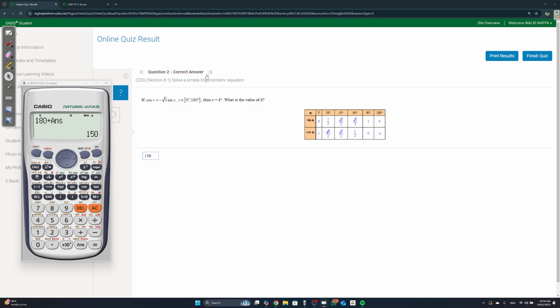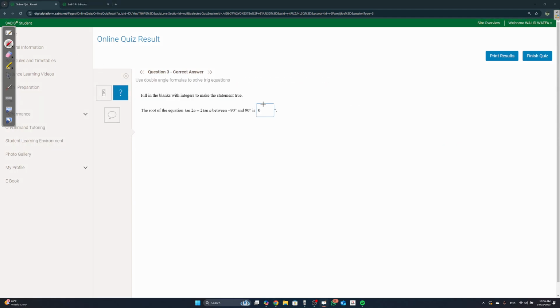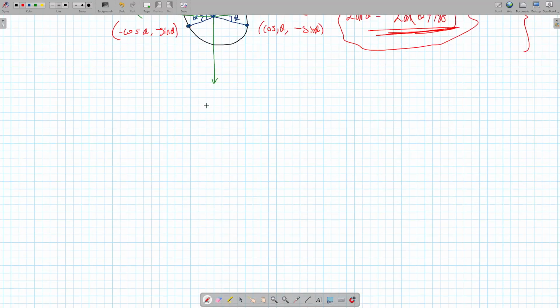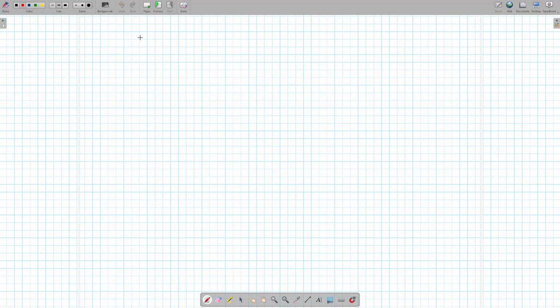Question 3. The root of the equation tan 2a is equal to 2 tan a between minus 90 and 90 degrees is what? This is a bit tricky, but you need to know some formulas. I'm going to put a new page, and we're going to start with formulas one by one.